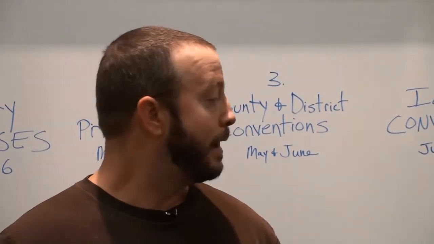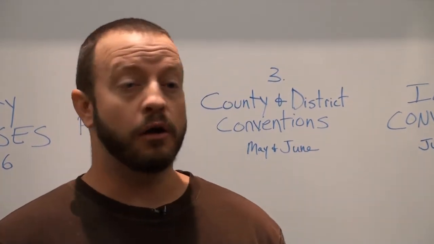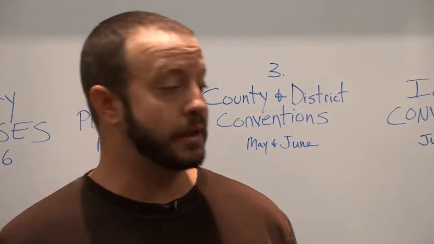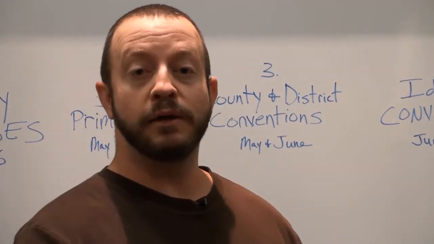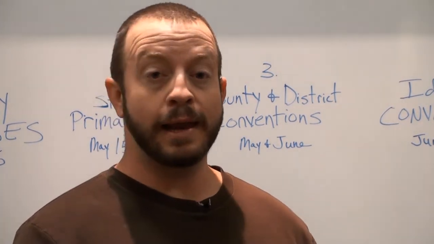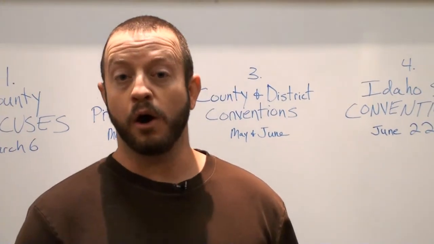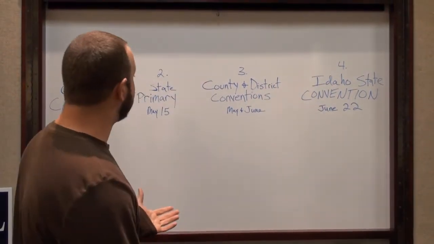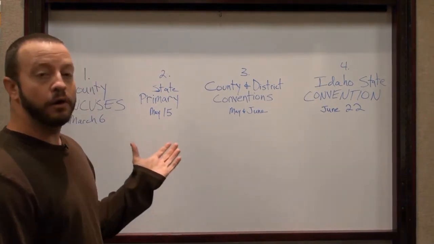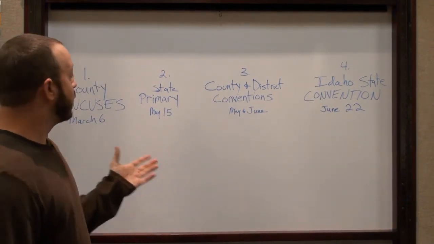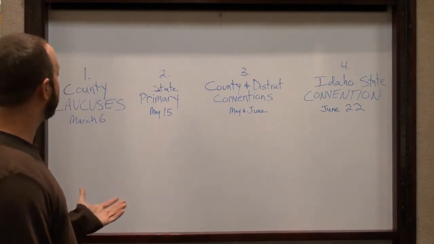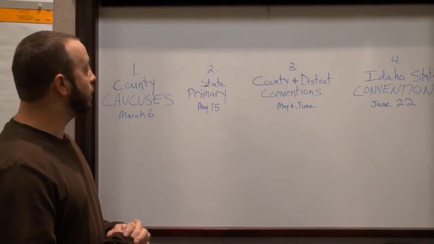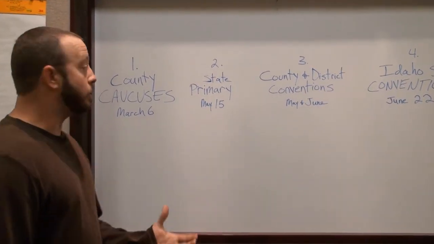process works in Idaho. The rules for delegate selection are different in every state, and they're always complicated. Idaho is no exception. So with this quick video, we will give you an overview of how the process works and how we can win delegates for Ron Paul in the state of Idaho. So as you can see on the whiteboard behind me, we have four separate political events that will happen in the state of Idaho, and each one of these events plays a part in the delegate selection process here in the state of Idaho. So let's review those really quickly.